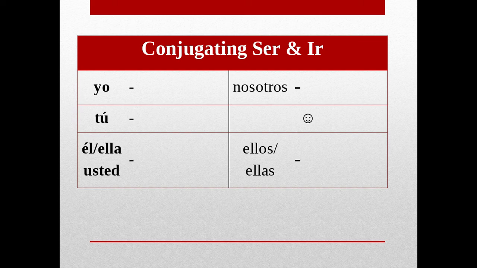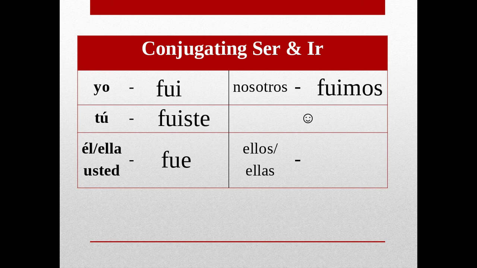Conjugating the verbs ser and ir in the preterite is a little different. They are both irregular, but they conjugate the same way. For example, to say I went, we say yo fui. You went or did you go? Tú fuiste. He or she or you formal went, él, usted fue. We went, nosotros fuimos. They went, ellas, ellos fueron, or all of you went, ustedes fueron.